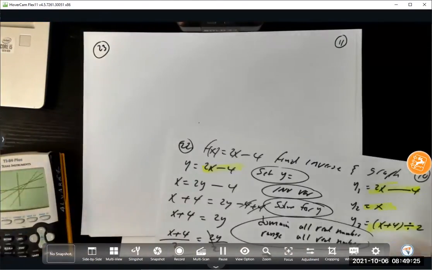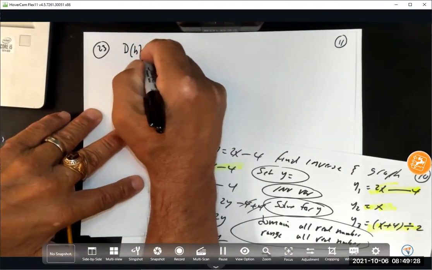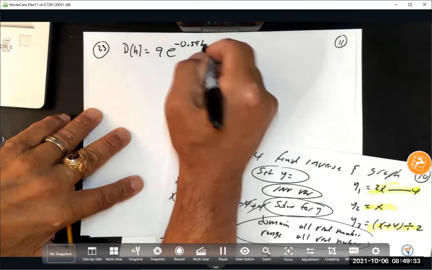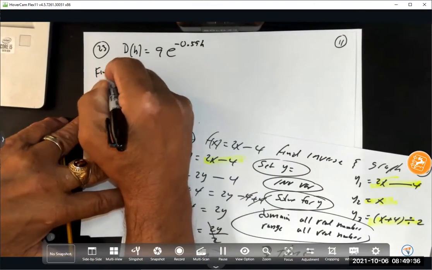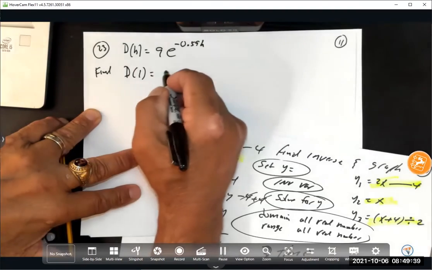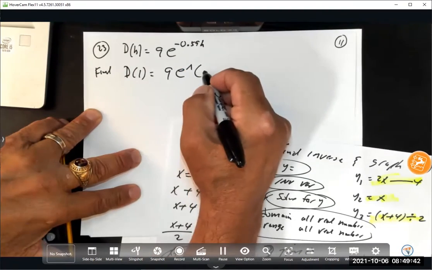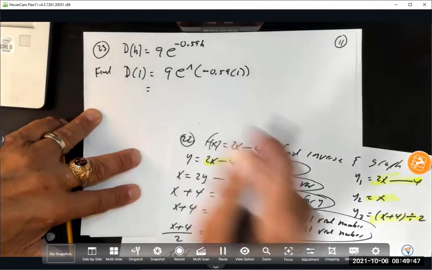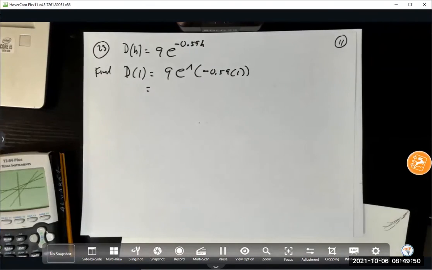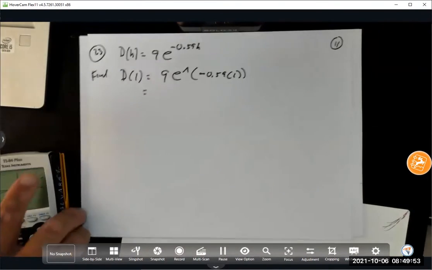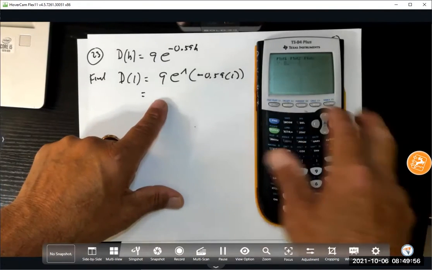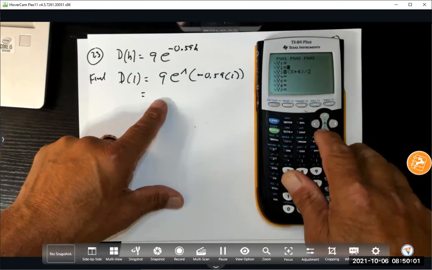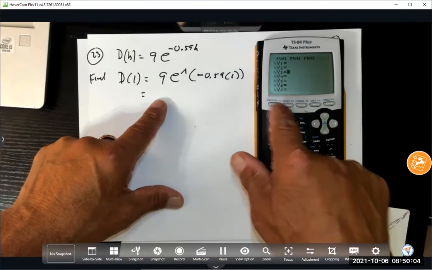Give you a formula. Let's see, d of h is 9e to the power of negative 0.59h, like that. They'll say find d of 1. That means you're going to have 9e to the power of negative 0.59 times 1, like this. And you're going to do all this on the calculator, of course. I'll show you how to do it in the calculator. Ready? Let's get out of here.